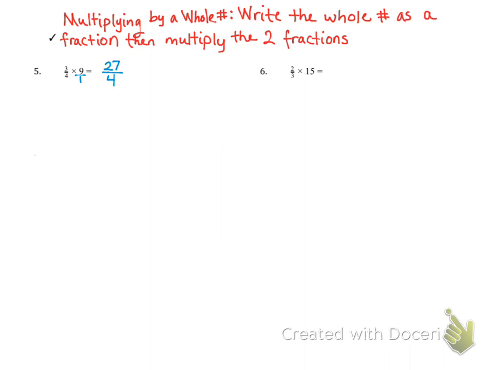Number 6, we have 2/3 times 15. So I'm going to write 15 as 15 over 1. That makes it a fraction. And then I'm going to do 2 times 15 is 30, and then 3 times 1 is 3, and then we can simplify this by dividing. Well, what is 30 divided by 3? That's just equal to 10.